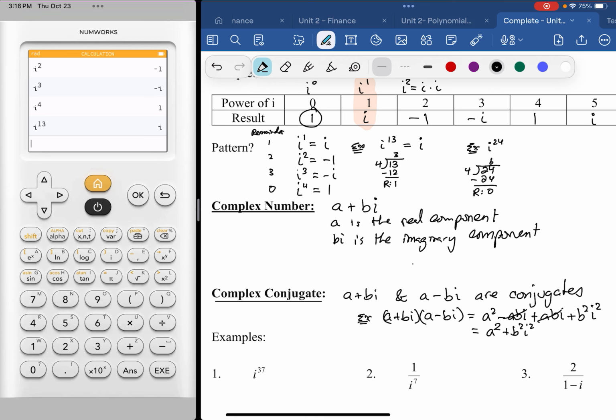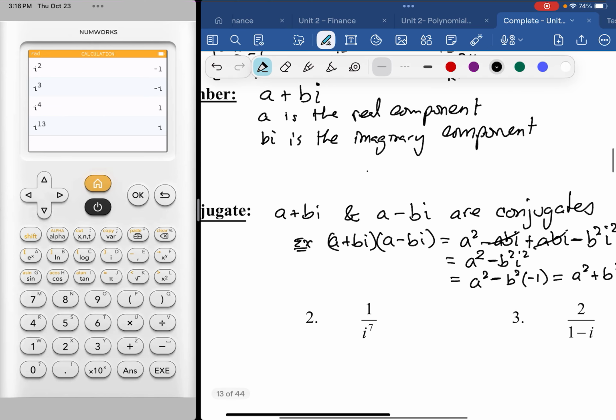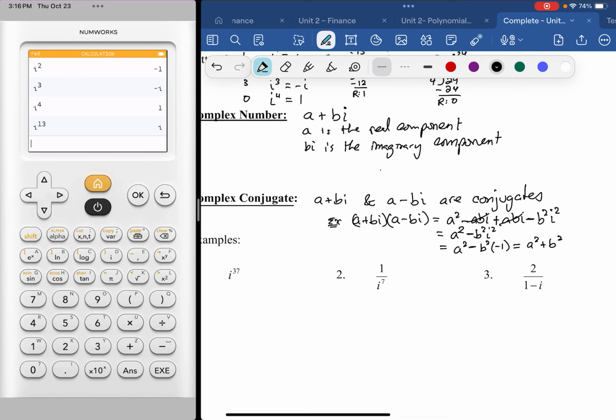But if I tell you that i squared is equal to -1, a squared plus, sorry, caught myself, these should be minus. Eventually it's going to be plus, so that's why I kind of jumped the gun there. All right, so minus b squared times -1 is going to be a squared plus b squared. All right, so by multiplying by a conjugate, you can get rid of the imaginary component. So when we're looking to simplify expressions, that's oftentimes what we would do.